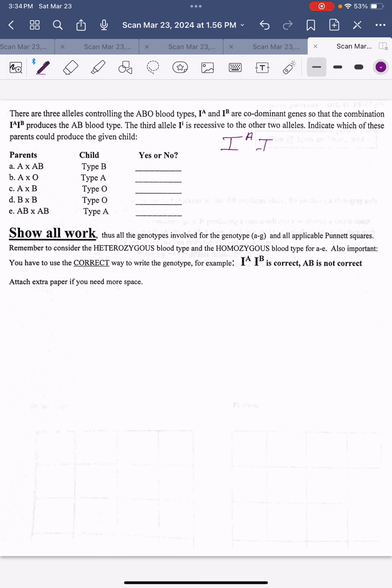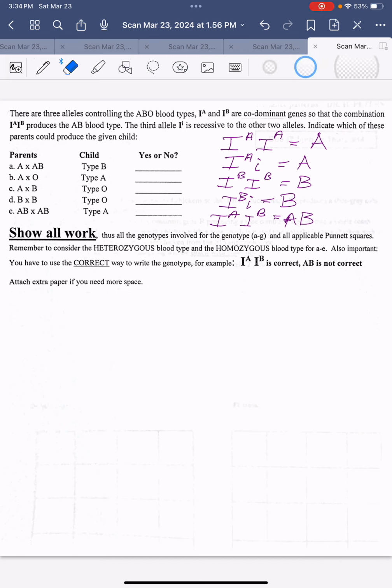IA IA is blood type A, and so is IA little i. This also produces blood type A. IB IB, capital B, produces blood type B, and IB little i is the heterozygous kind of blood type B. IA IB produces the blood type AB. And the only genotype that produces blood type O is little i little i. That gives O blood type.